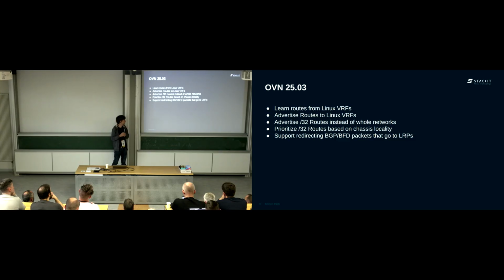And we also have support to redirect BGP and BFD packets to a logical switch port. So basically you speak BGP to the IP address of the logical router port, but the packet never ends up at a logical router port. It's getting redirected to a logical switch port that can then be in a Linux VRF again, and FRR can listen to it.